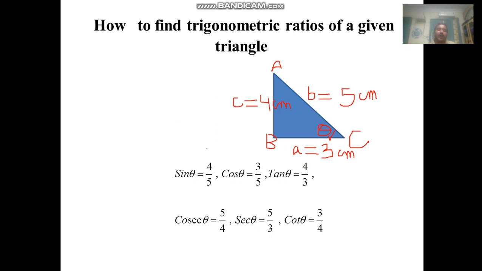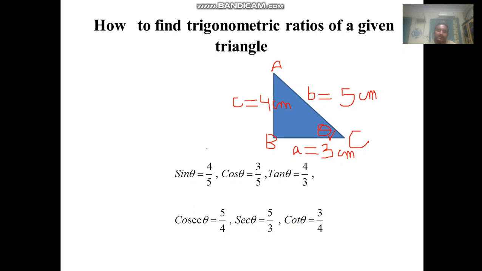Now in this slide, how to find trigonometric ratios of a given triangle. There is a triangle ABC. Vertices are given A, B, C in this figure, and one angle is marked as angle theta. Opposite side of angle theta is side C, which is equal to 4 centimeters, and adjacent side of theta is A, which is equal to 3 centimeters, and B is the hypotenuse, which is opposite side of the right angle, which measures 5 centimeters.